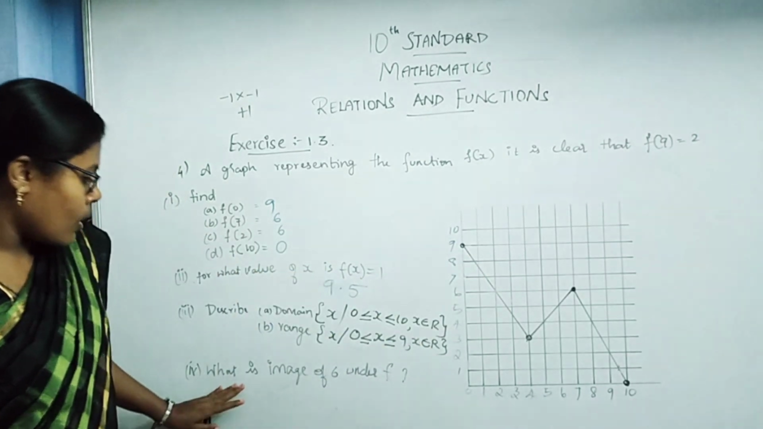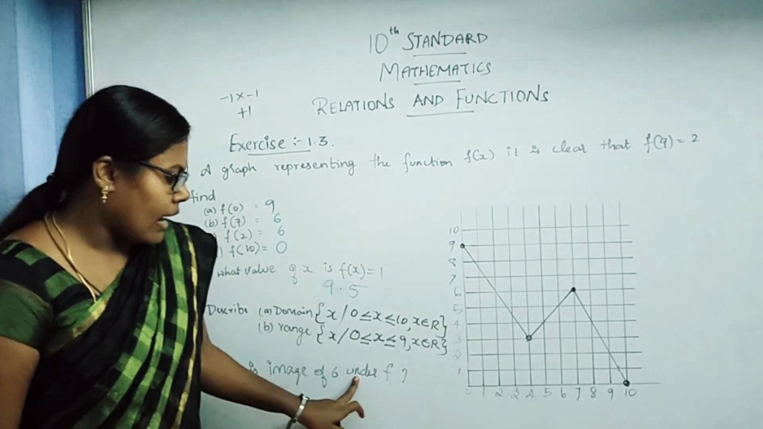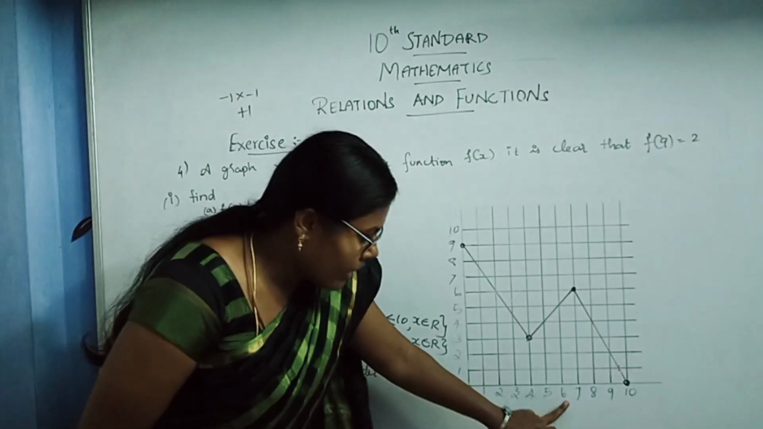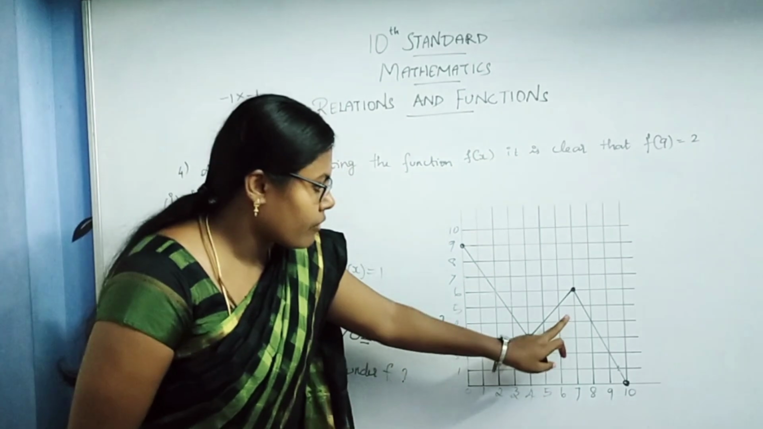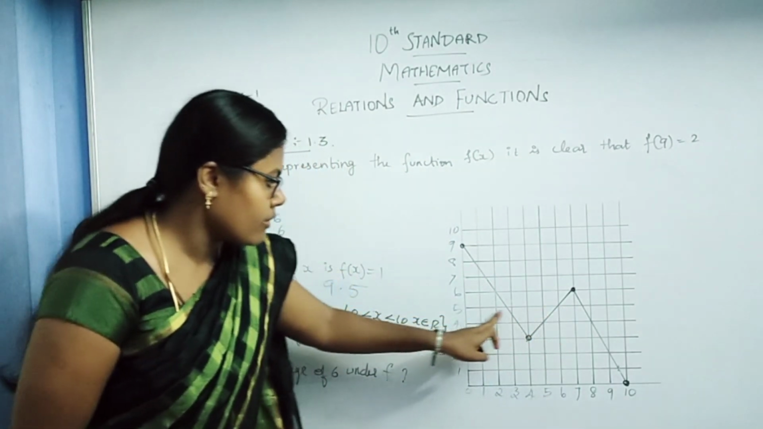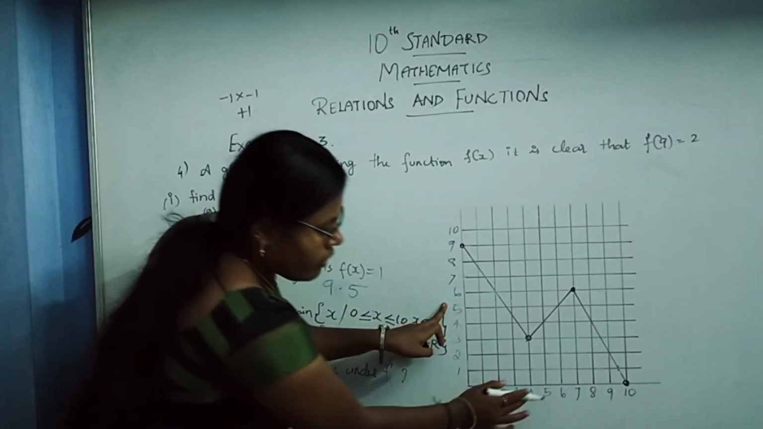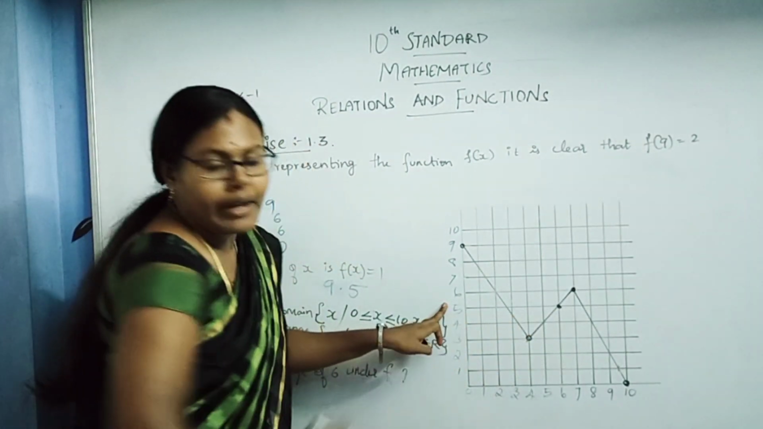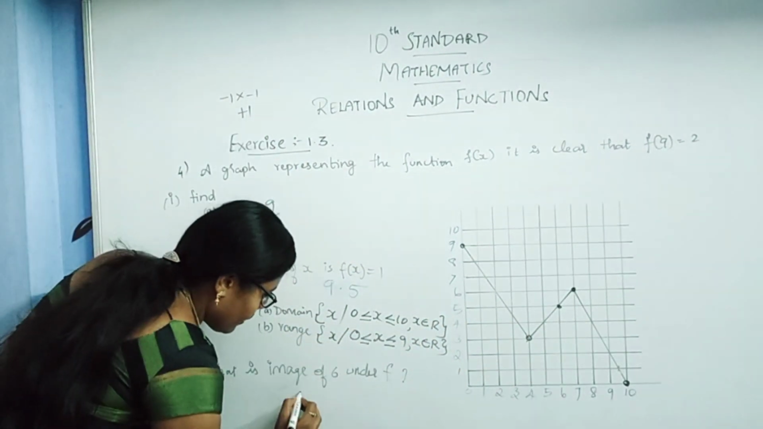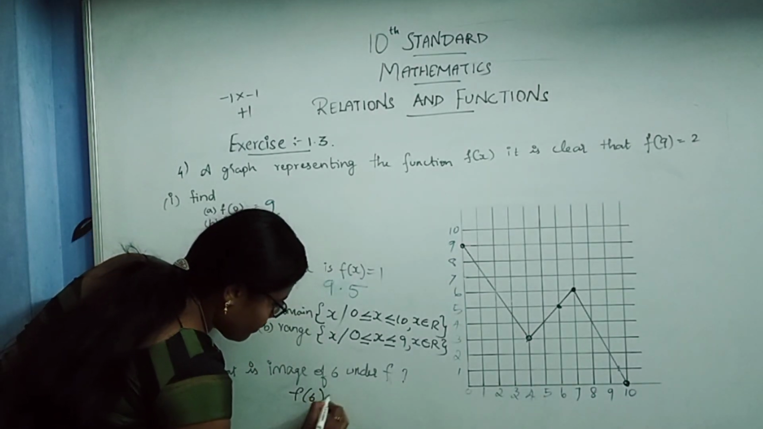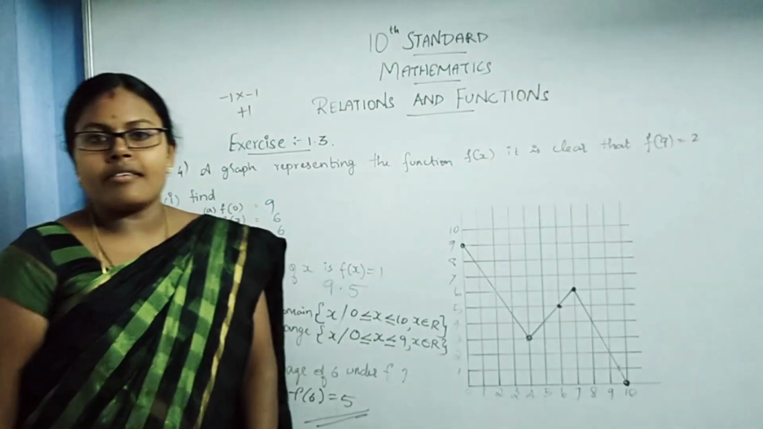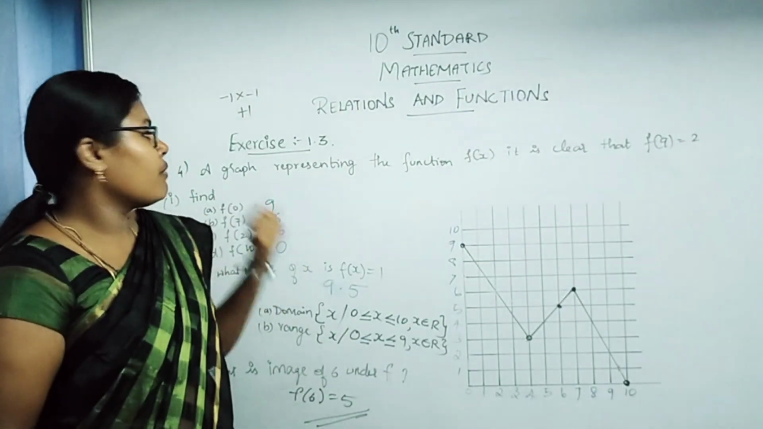Okay, so next, what is the image of 6 under f? So the image of 6 under f, at this point it is 5. Got it? So the image of 6 here is 5. Okay, so f of 6 is equal to 5. So this will be your answer. So next we will see the fifth question.